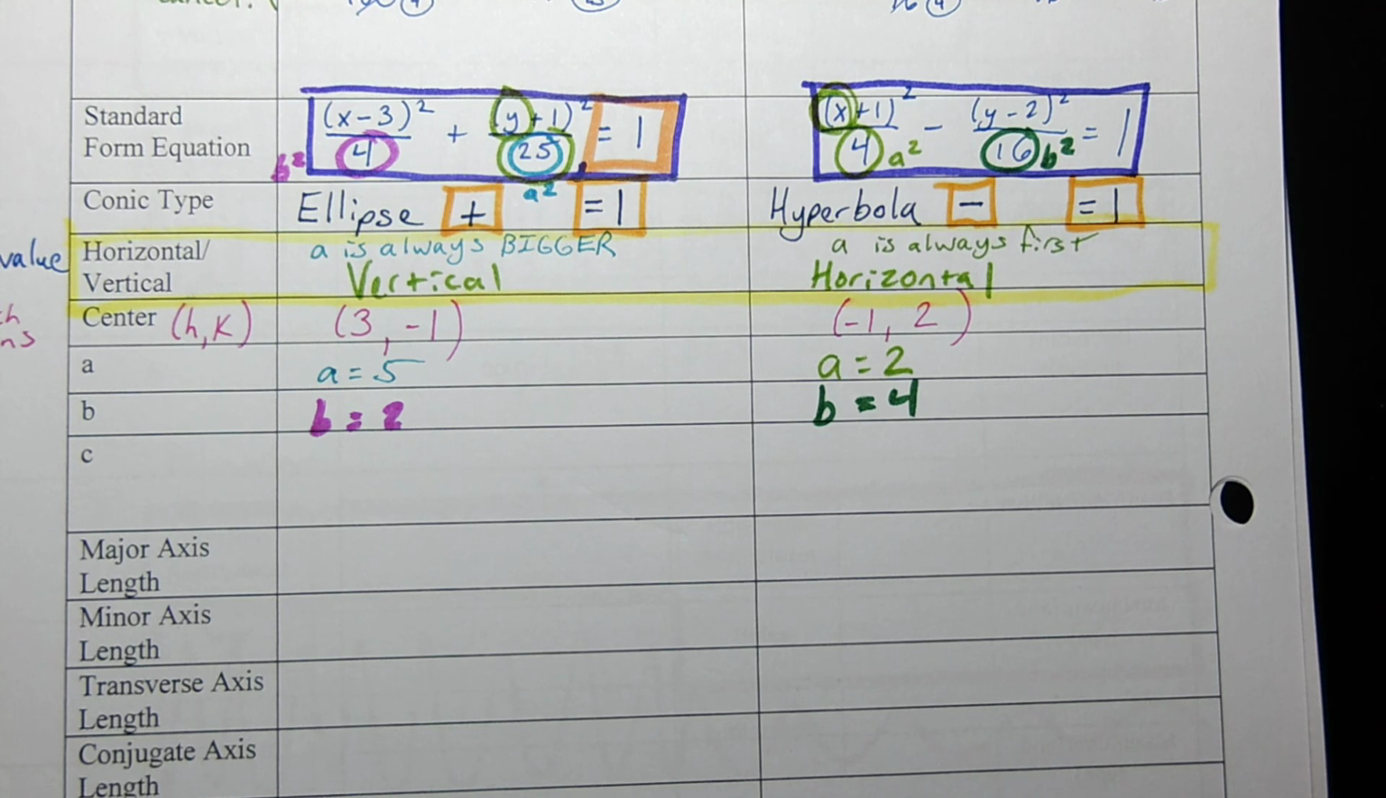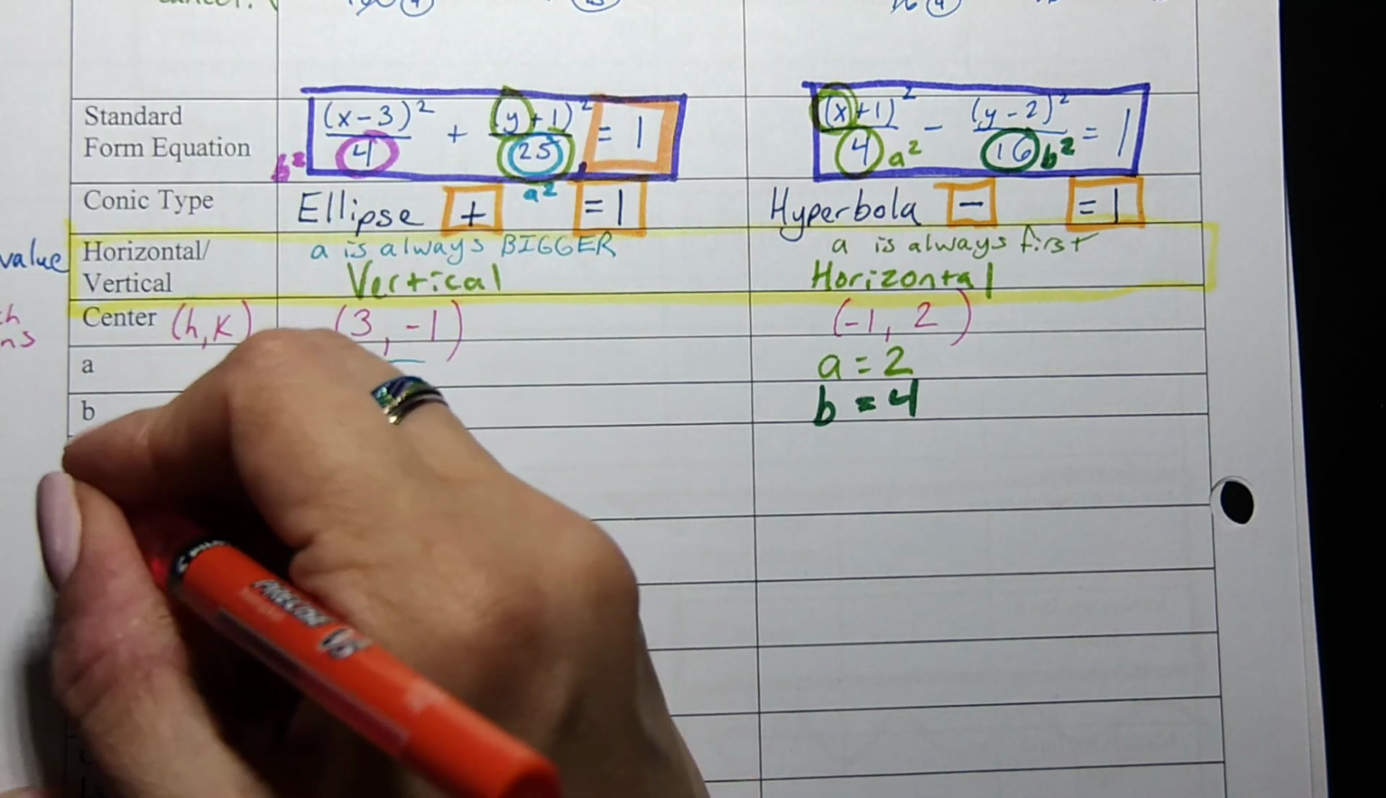Now, the c value. What does the c value tell us again? Tells us how far the foci are from the center.